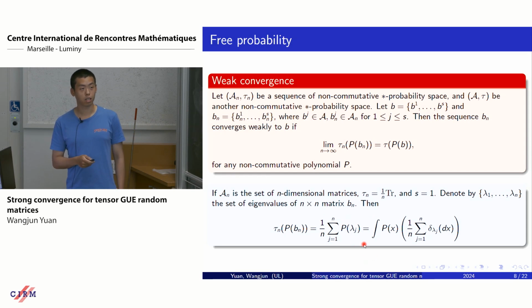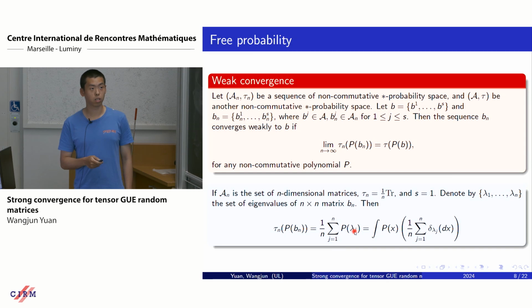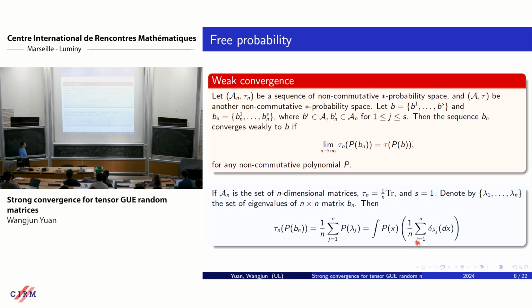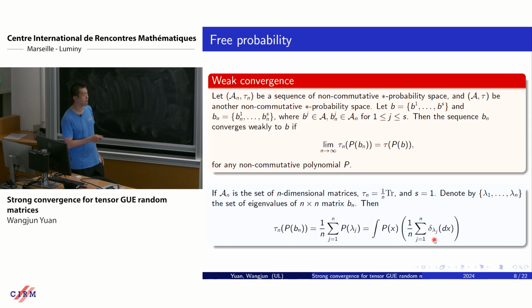And for this object, we can write it in the form of an integral. That's the integral of a function P(x) against the measure. This measure is 1 over n times the summation over j from 1 to n of the Dirac delta measure at the eigenvalue lambda j, dx. So this is a probability measure. That's the whole space has measure 1. So this is the connection between this definition and the random matrix.